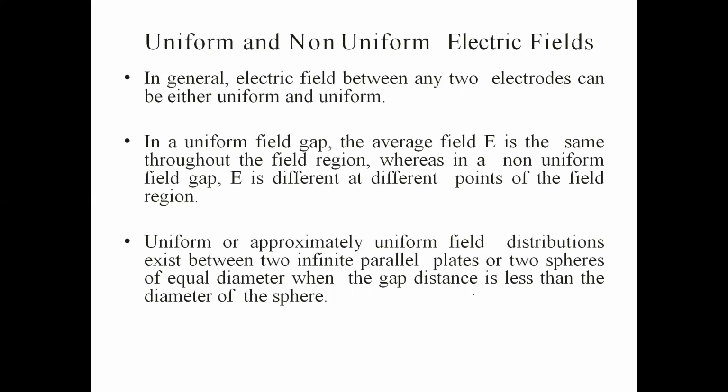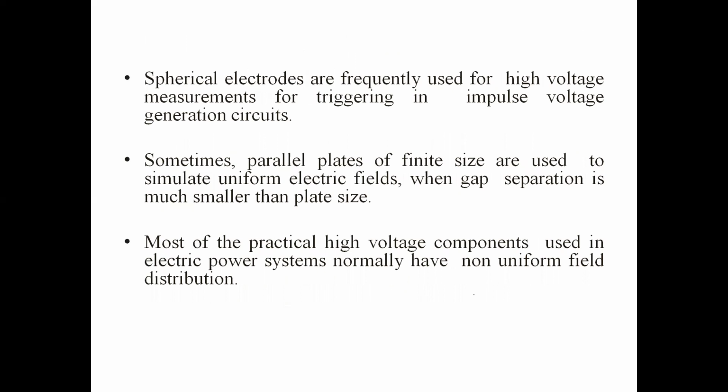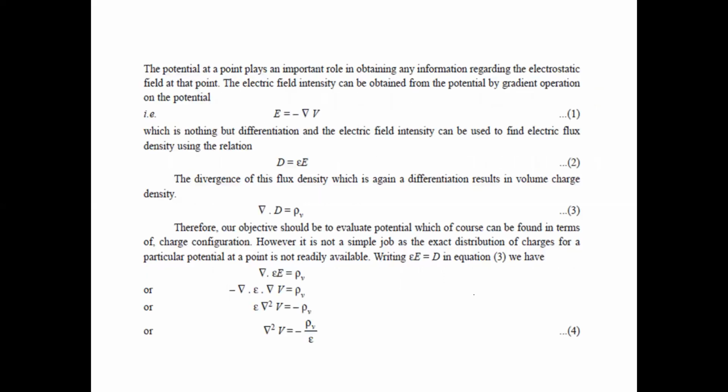A uniform or approximately uniform field distribution exists between two infinite parallel plates, or two spheres of equal diameters when the gap distance is less than the diameter of the sphere. There are several types of electrodes, like spherical electrodes and parallel plates, sphere gaps, and different other things about electrodes. Currently, I'm not interested in that.